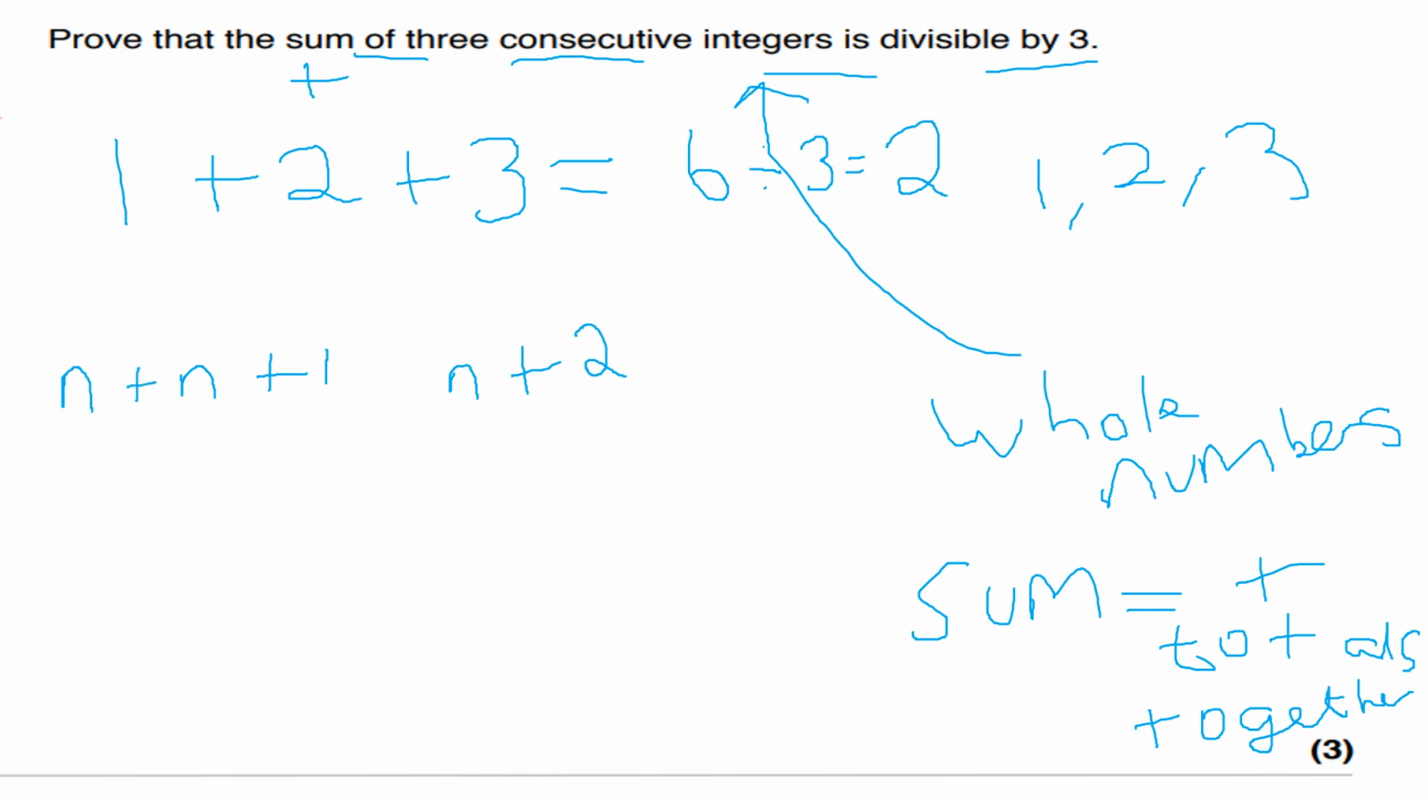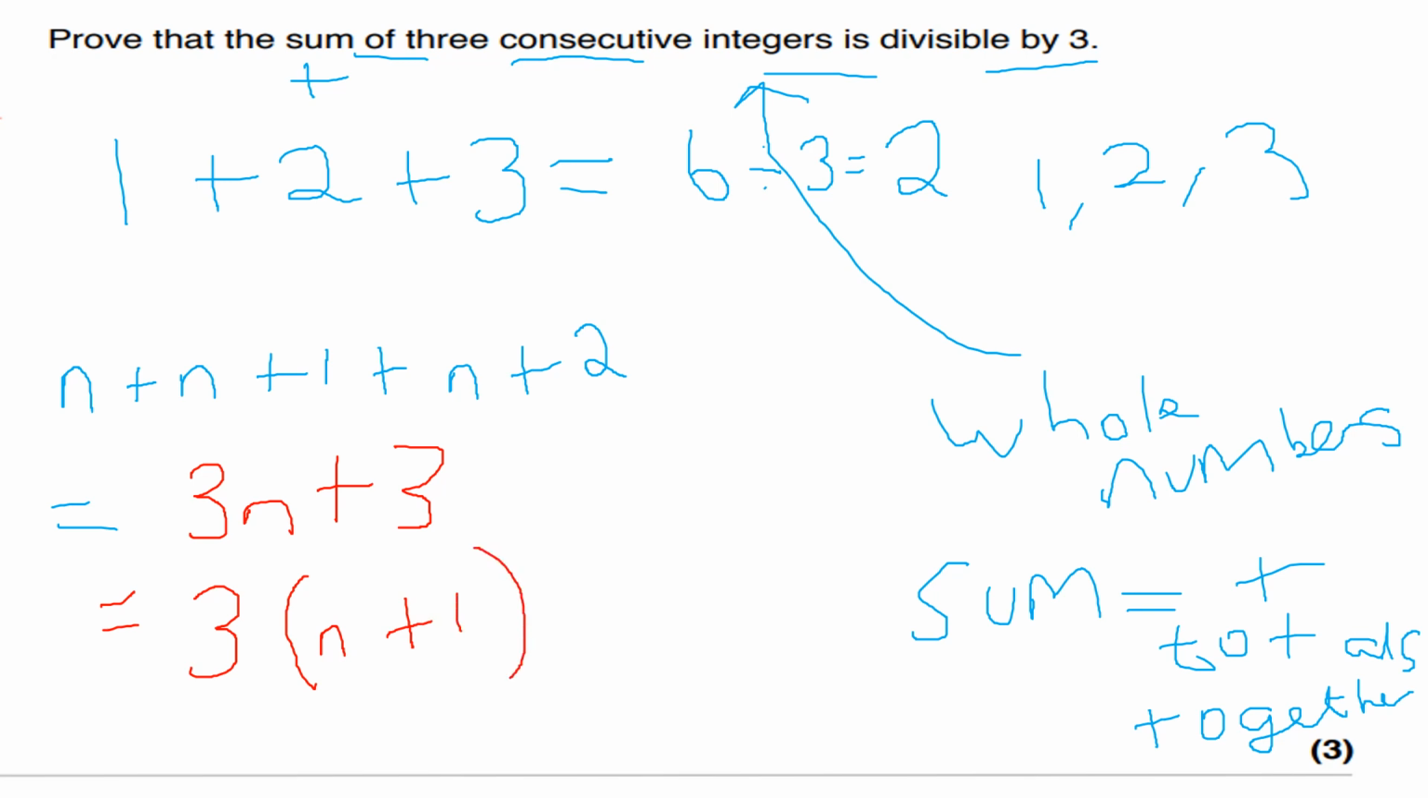If I add these together and collect like terms, I've got n, which is going to be 3n. And then I've got 1 plus 2, which is going to be 3. So I'm going to have 3n plus 3. Now, to prove that something is divisible by 3, I'm going to factor out a 3. So I'm going to have 3 lots of n plus 1. And from there I've proved it, because if I divide all this by 3, that will just cancel with this 3, leaving n plus 1. So I've proved it algebraically.